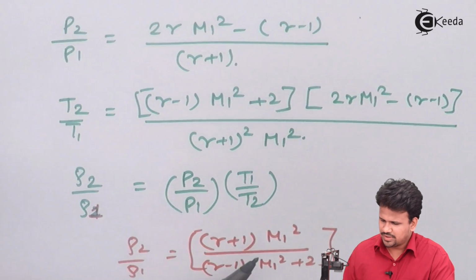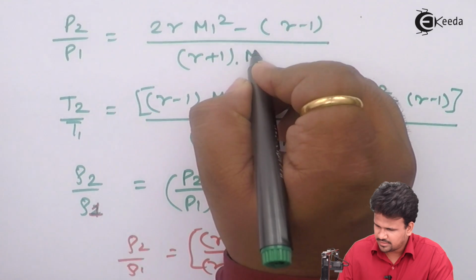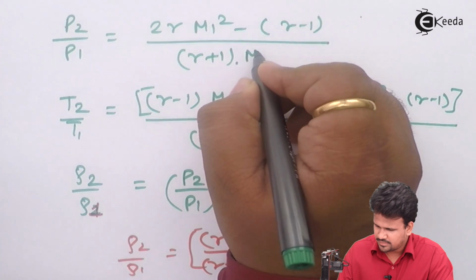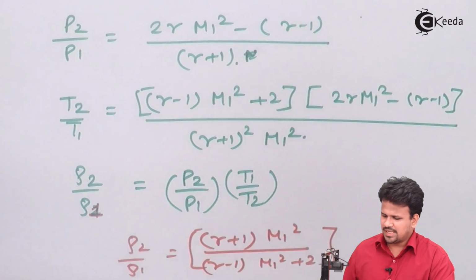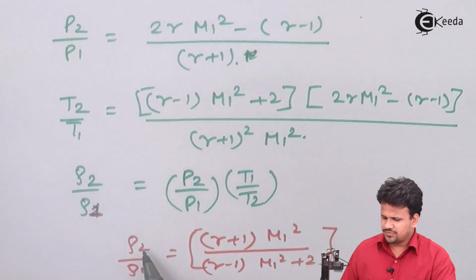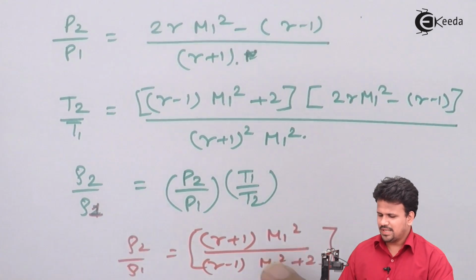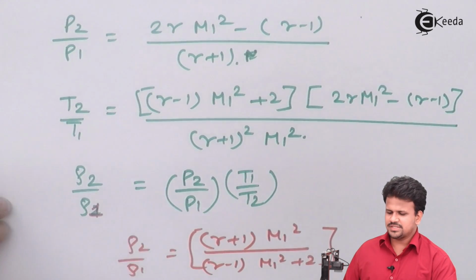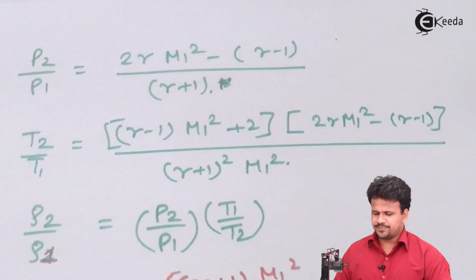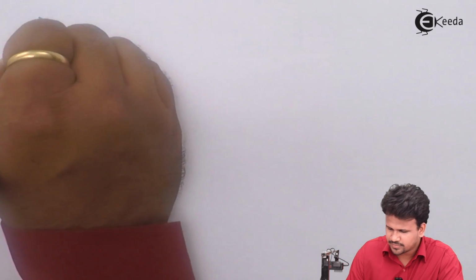Note that this won't be multiplied by M1 square. So these are the values over here. So we have got rho 2 by rho 1 as well as P2 by P1 and T2 by T1. These are the change in the properties. Along with this, we have to study what is the shock strength.